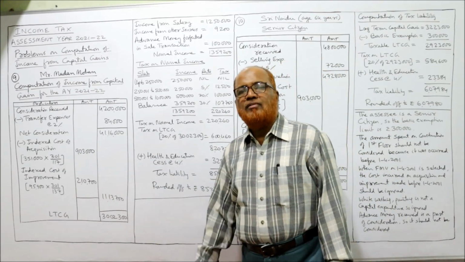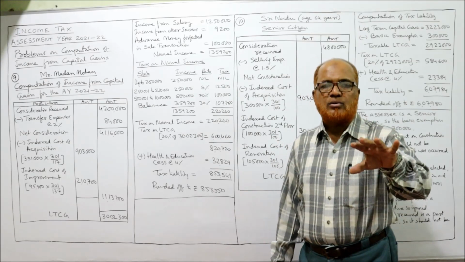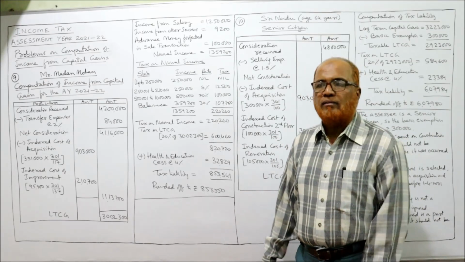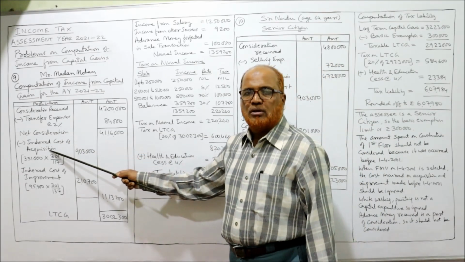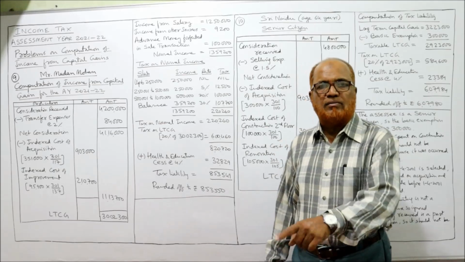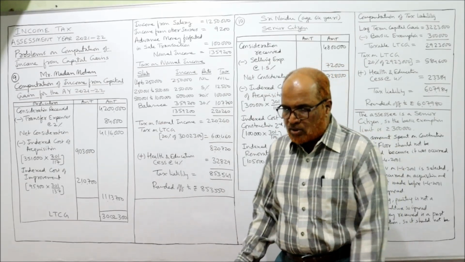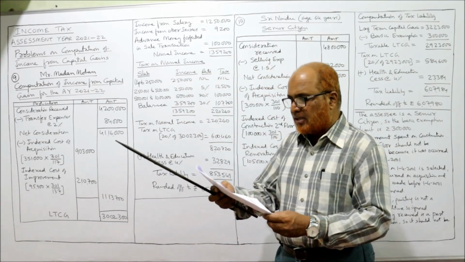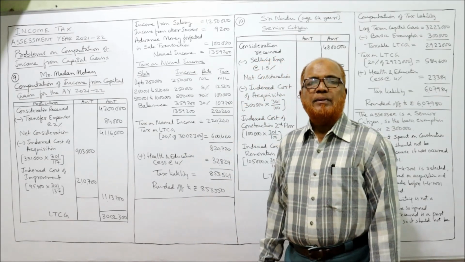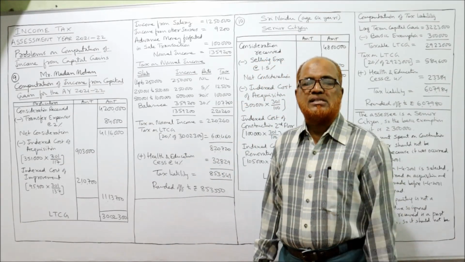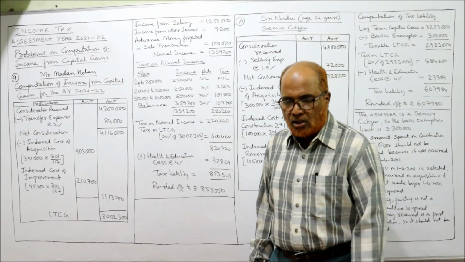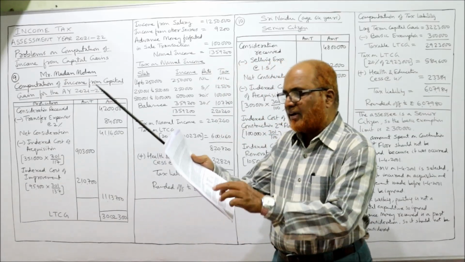From the net consideration, we have to deduct the indexed cost of acquisition and the indexed cost of improvement. First of all, we'll take the indexed cost of acquisition. The cost of acquisition is 3,51,000, which is given. But in which year was it purchased? February 2006. That means 2005-2006 is the previous year.